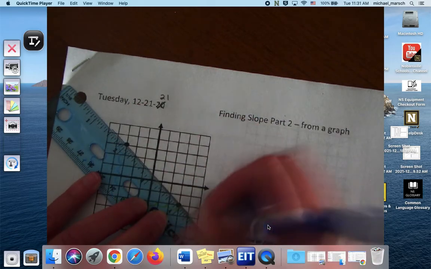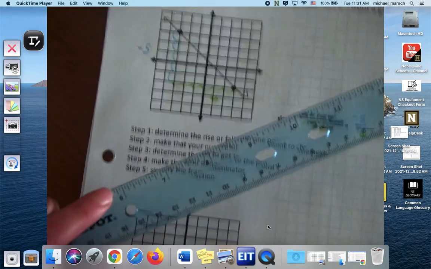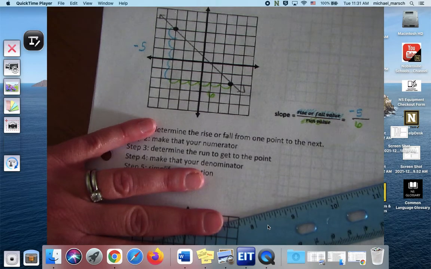Yep, and it would be 2/1. Can we go all the way up? Can we go all the way to the edge? Yeah, or you can. You don't have to. Just connect the points.